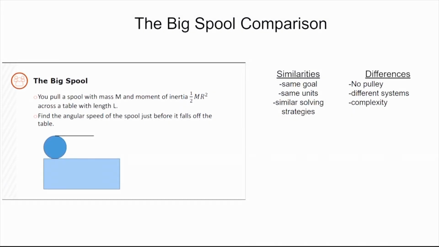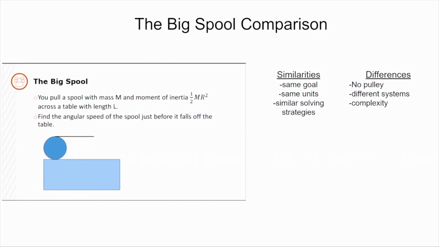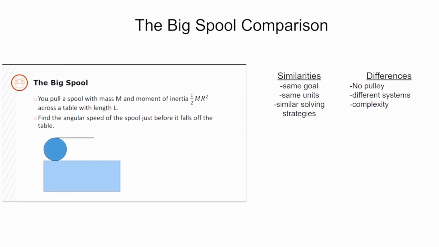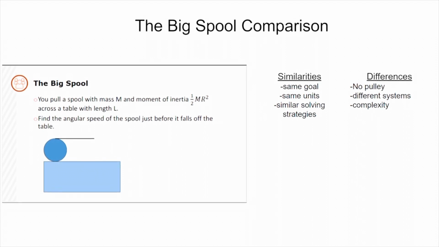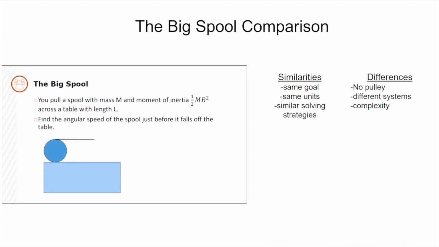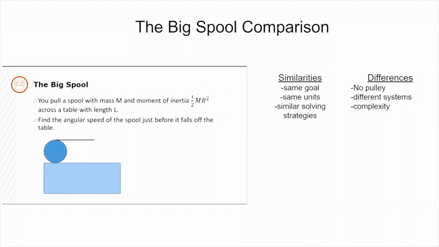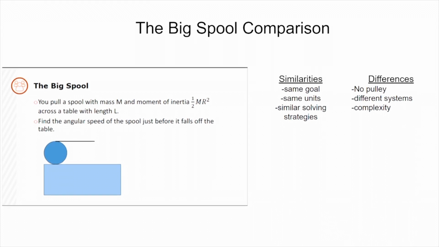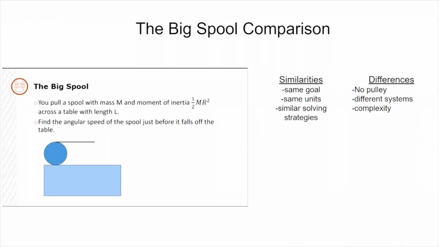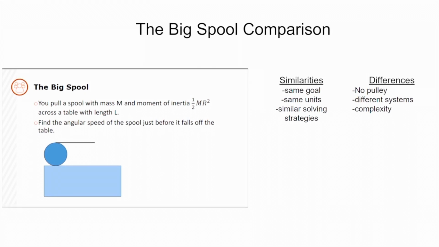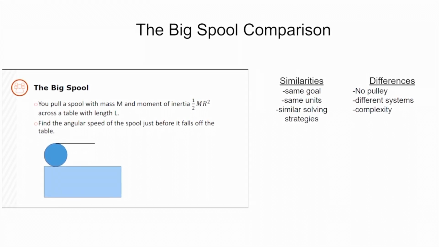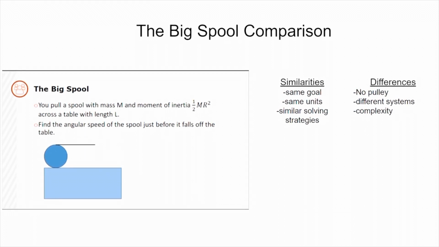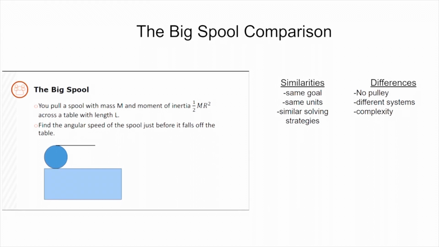Alright, for this comparison, I'm going to compare the problem we just did to the big spool problem from the week 3 lecture. The similarities between the two are that ultimately we have the same goal: we're trying to find the angular speed of a certain object, in that case right before it falls off the table. In our case, it was the angular velocity of the turntable. At the end, they both have the same units, angular velocity, which cancel out to be 1/seconds, as radians are unitless. And because both involve using the moment of inertia, they have very similar strategies when it comes to solving them.